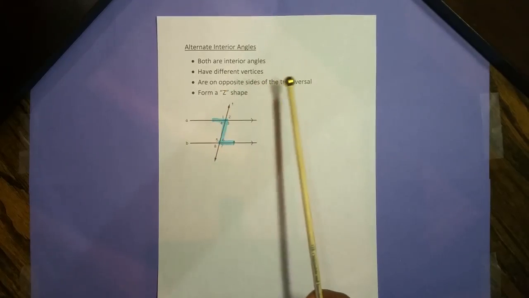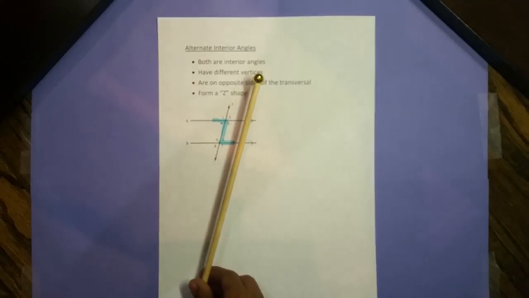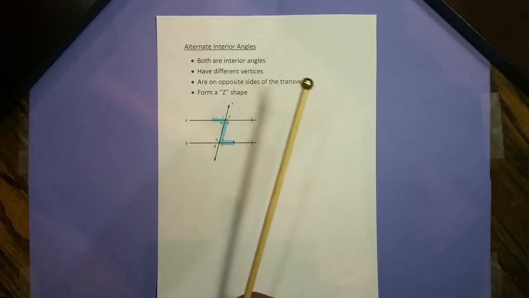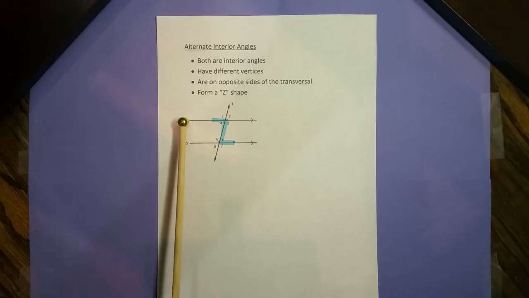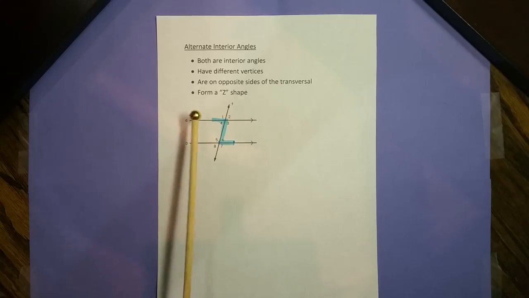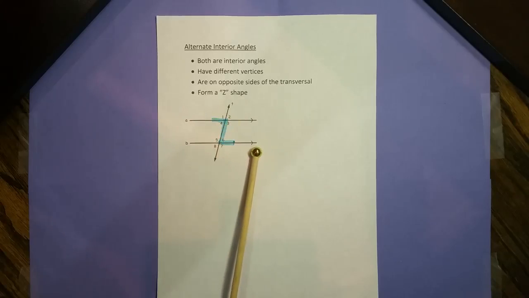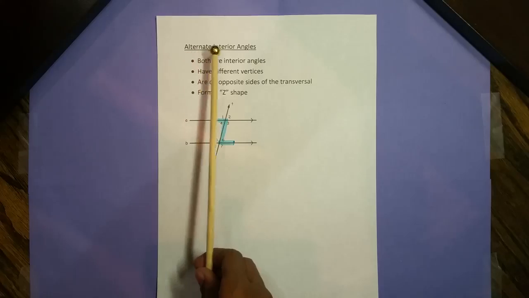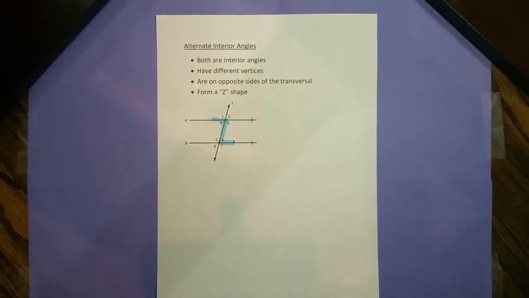They are on opposite sides of the transversal. This is the transversal, while 4 is on the left side, 6 is on the right side. So they are on opposite sides of the transversal. Lastly, they form a Z shape. When you trace the lines and angles of 4 and 6, they make a Z shape, which is only for alternate interior angles. That is a way you can remember if you see one.